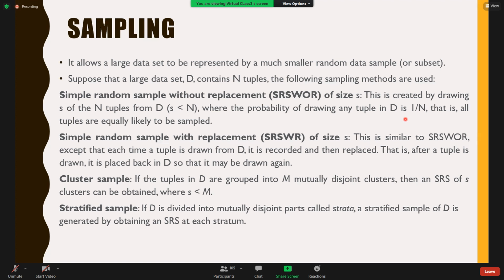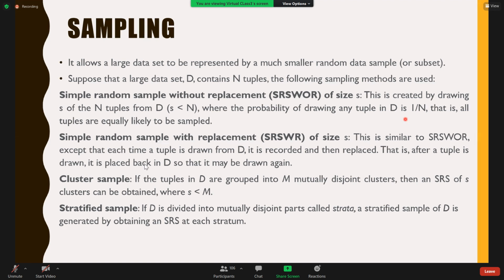Once you draw a particular tuple, it is kept aside, meaning it will not be considered for the next round of sampling. So the first time, if you select one tuple from these n tuples, then from the remaining n minus 1 tuples you select the next tuple. In the next round, from the remaining n minus 2 tuples, you select the third tuple, and so on.